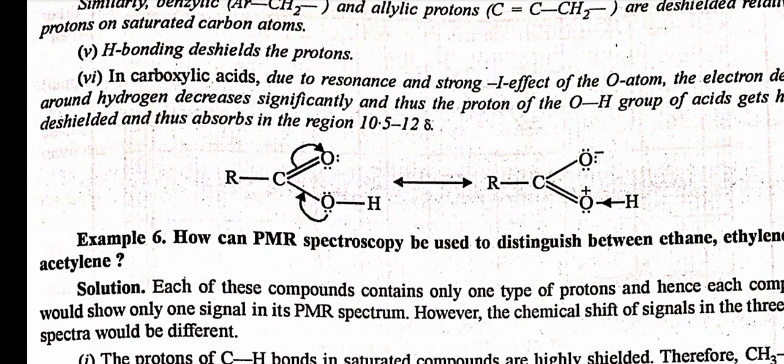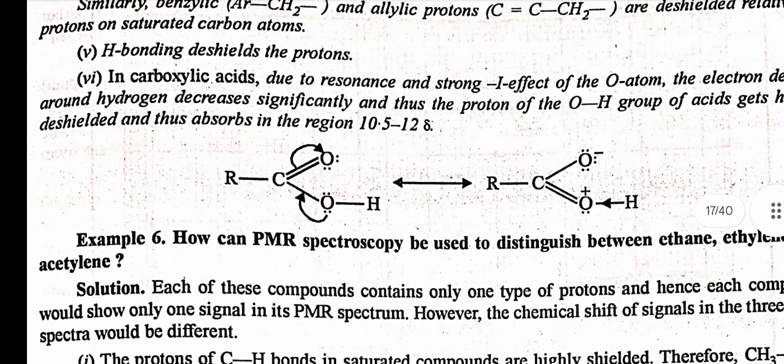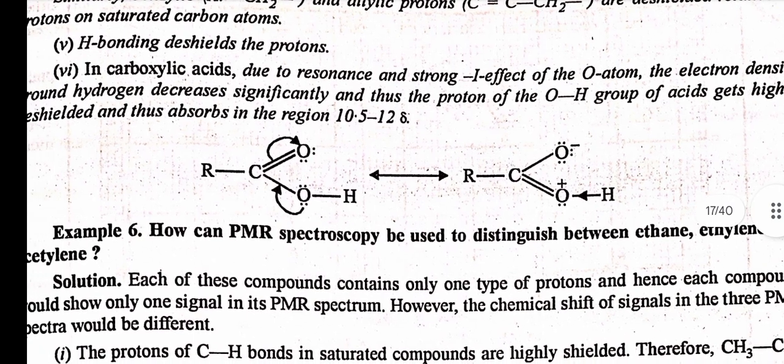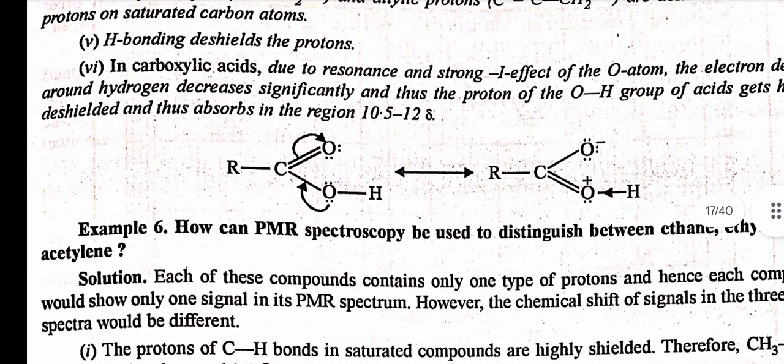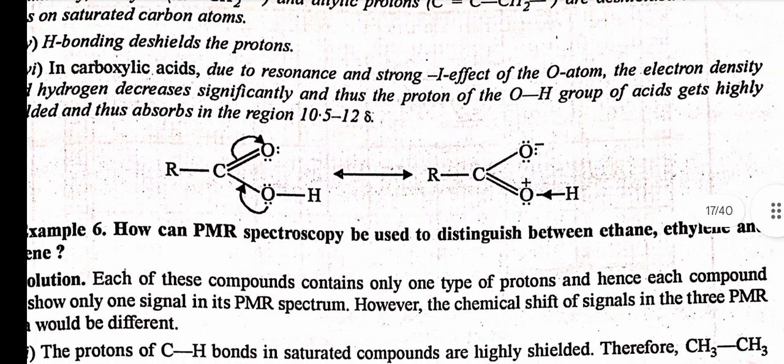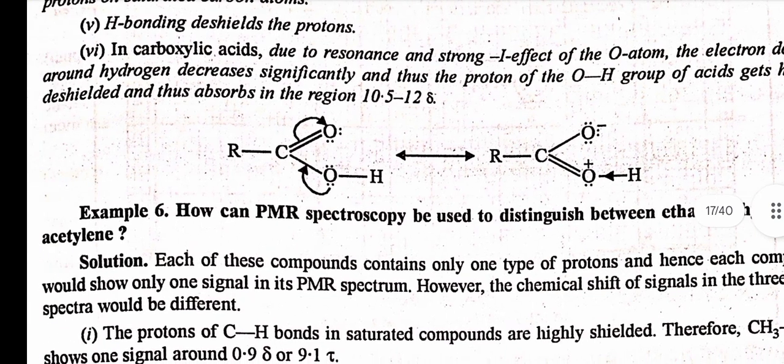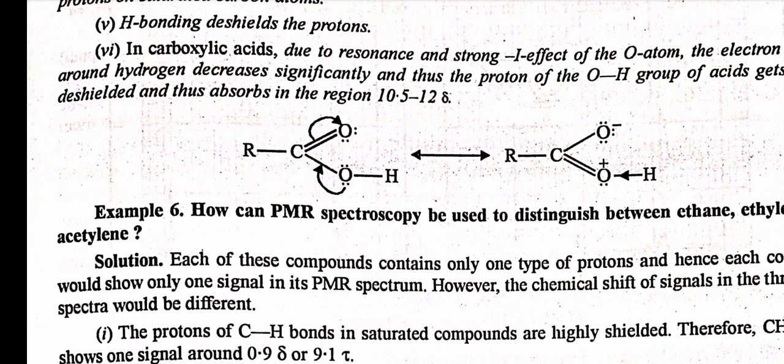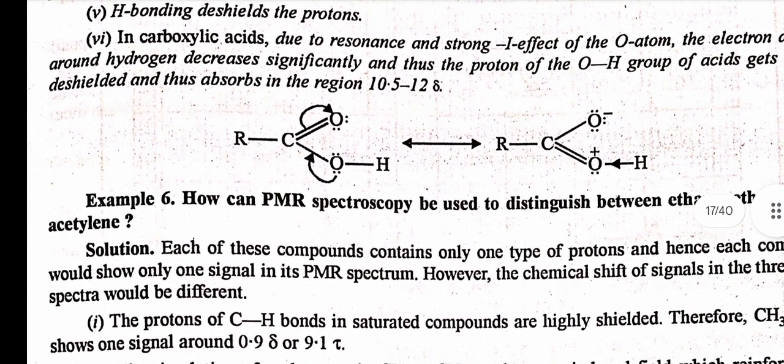Hydrogen bonding de-shields the protons in carboxylic acids due to the resonance and the strong minus I effect of the oxygen atom. The electron density around hydrogen decreases significantly, and thus the proton of the O-H group of acids gets highly de-shielded and absorbs in the region 10.5 to 12 delta.